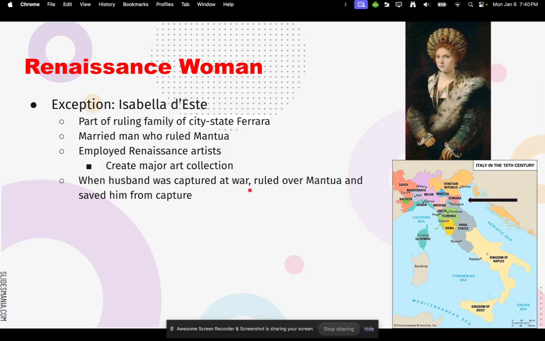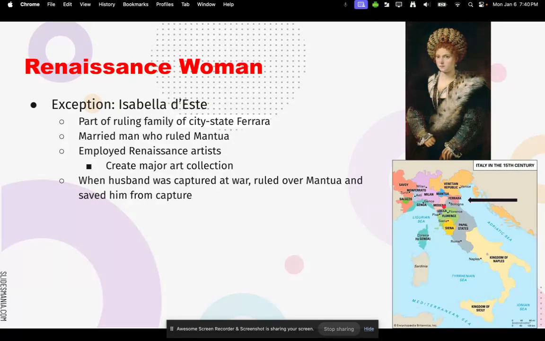But there are always exceptions to the rule. One of the exceptions was this woman here. Her name was Isabella d'Este. Isabella d'Este was part of a ruling family in the city-state of Ferrara. Ferrara is this little red area right here in northern Italy. And she married a man who was from Mantua, which is that little blue section right next door.